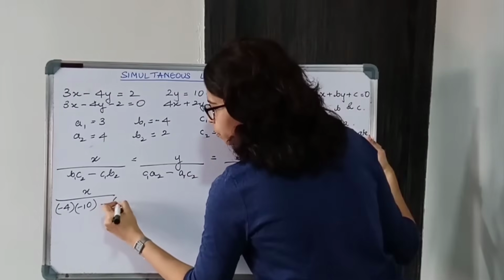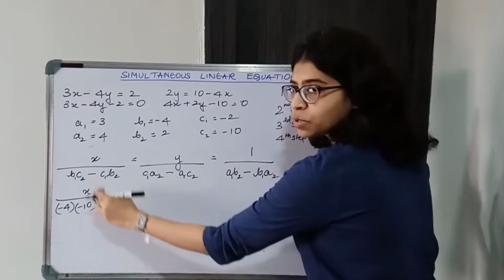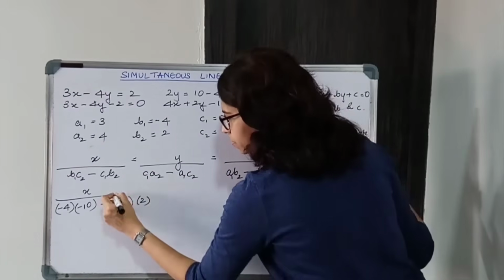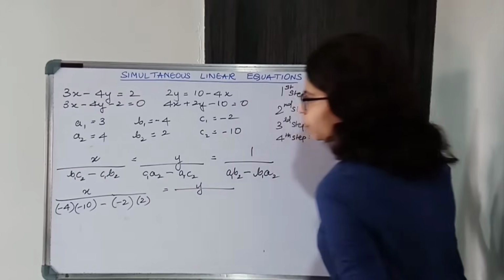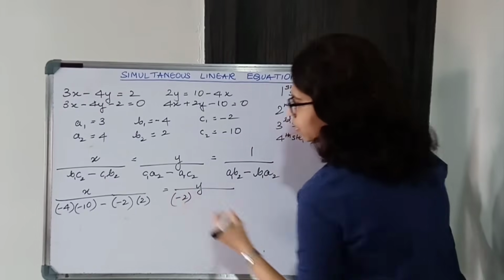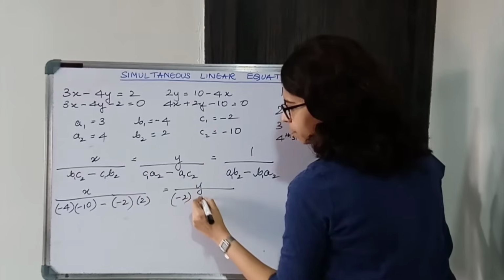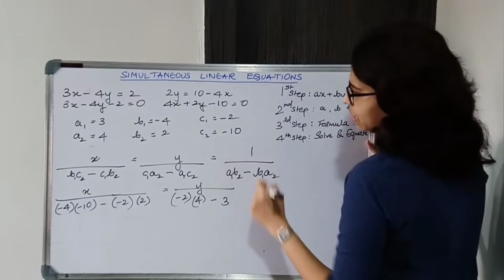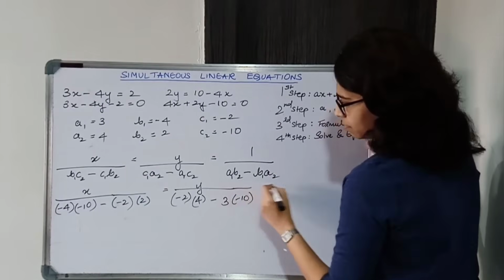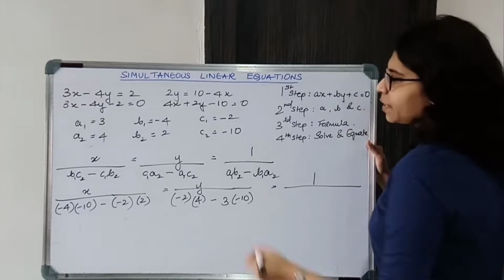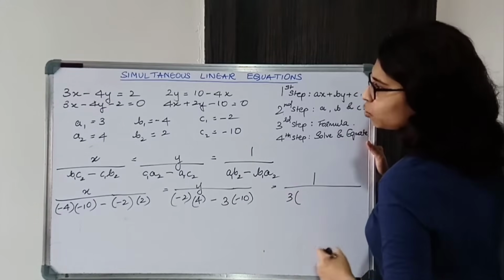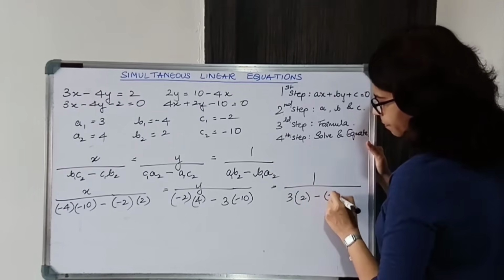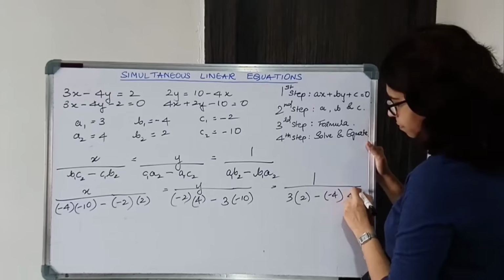C1 is minus 2. Put brackets because यहाँ पे बीच में minus sign आ रहा है. Okay, and B2 is 2. Y upon C1 is minus 2. A2 is 4. A1 is 3 and C2 is minus 10. A1 is 3, B2 is 2, B1 is minus 4 and A2 is 4.